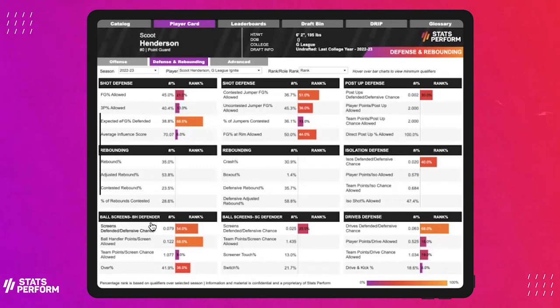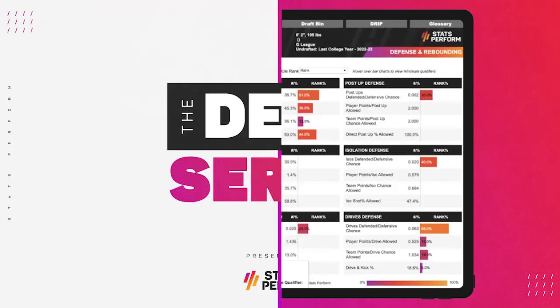And when he's defending the ball handler or in ball screens, kind of mediocre data points, right? Like towards the middle of the pack. Although the opposing team's generally efficient when he's covering the ball handler. So that could be a sign of concern.